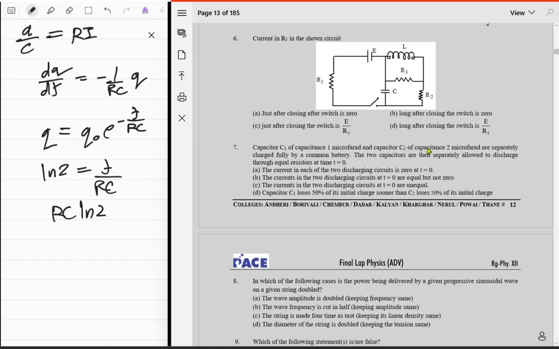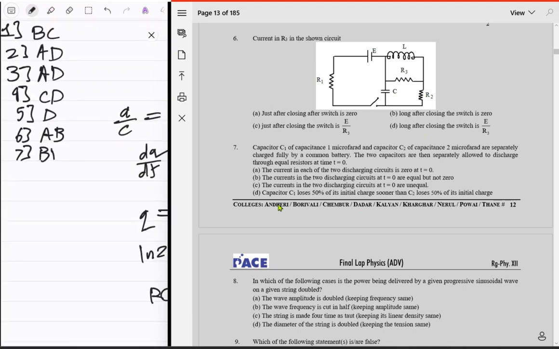The capacitance of C2 is 2 microfarad. So, sooner than. Yes, I believe that was C2's. Right. So if C2's half life is 2, then C1's will be 1. Right. So D is correct and B is correct. Next question.